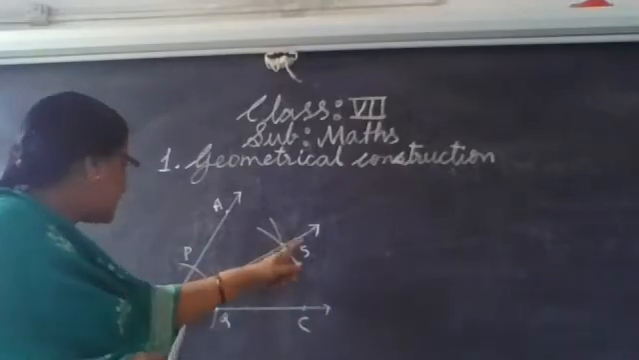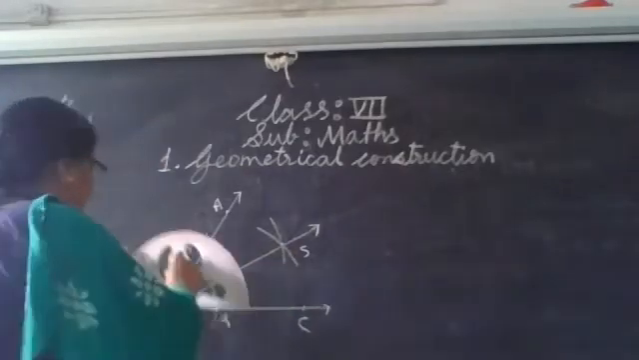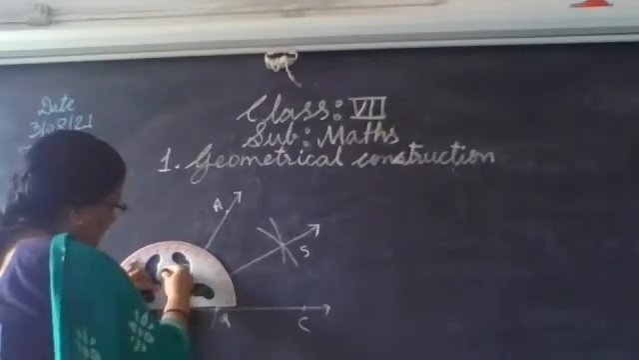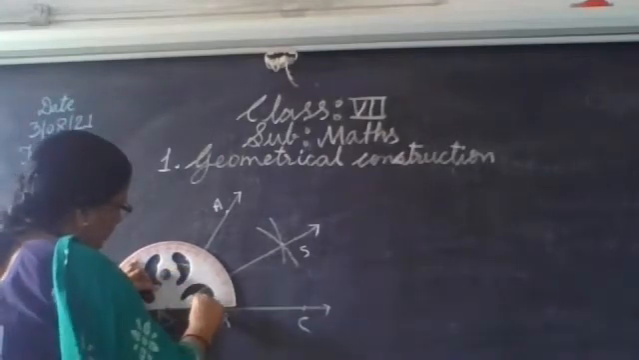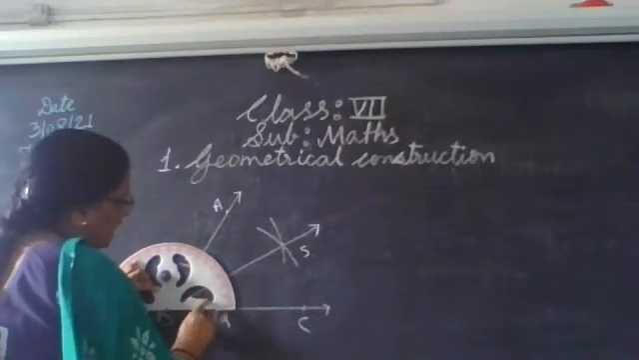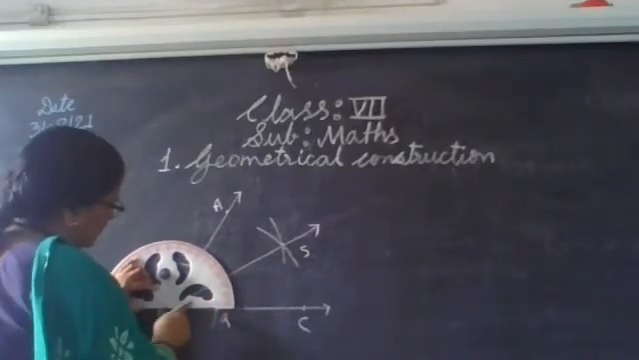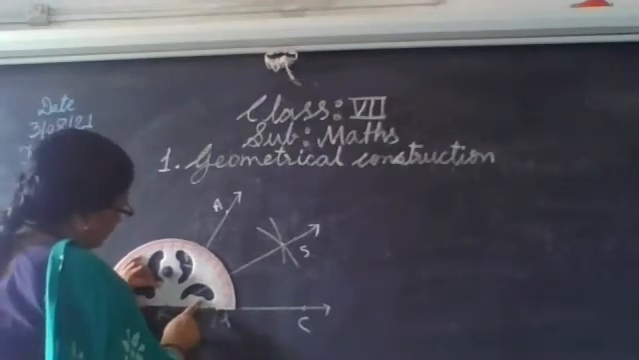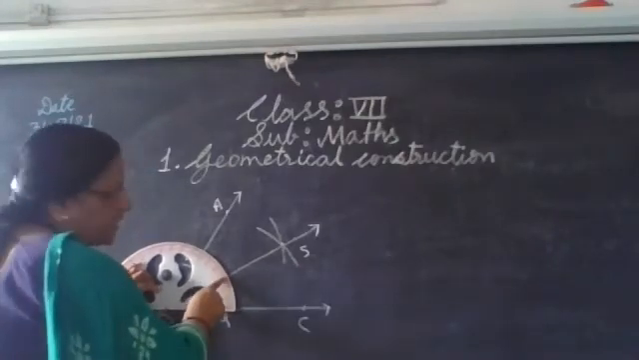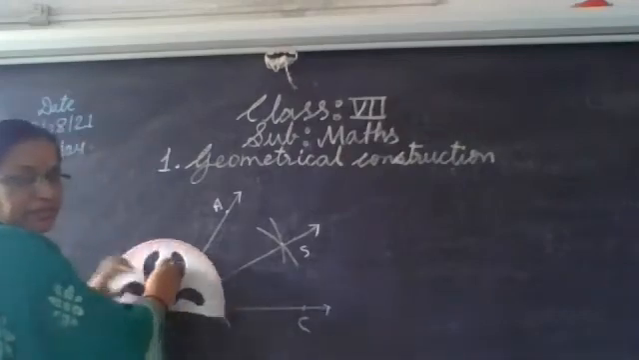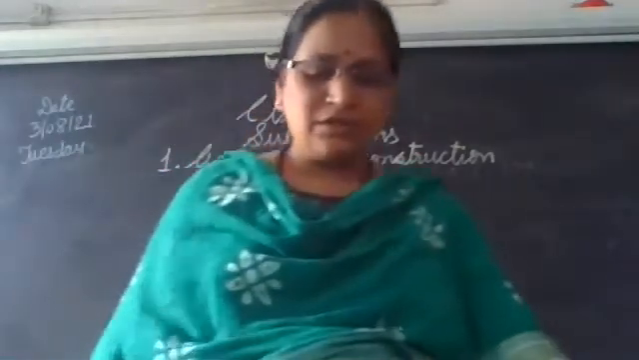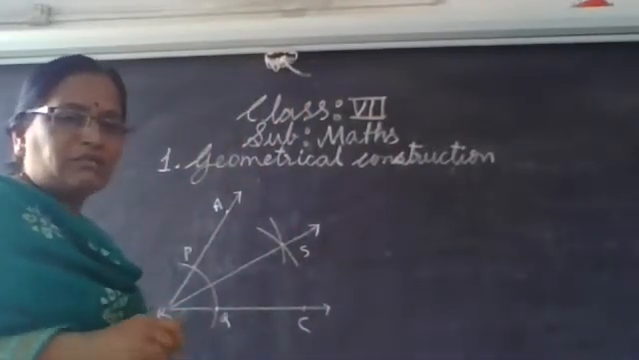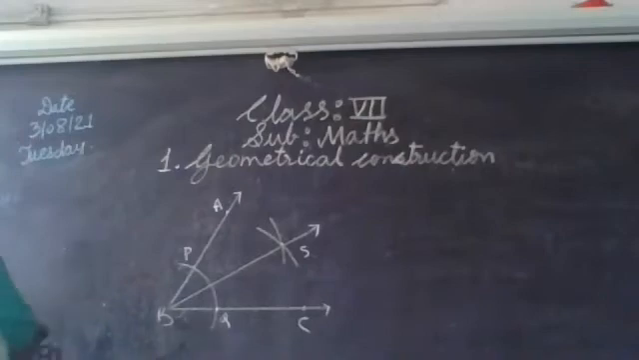Now we will measure this angle SBC. Now again we will do the same procedure. Place the center on vertex B and match this baseline. Now see better. We will see it is exact 30 degree. So we will bisect this ABC into two equal parts.